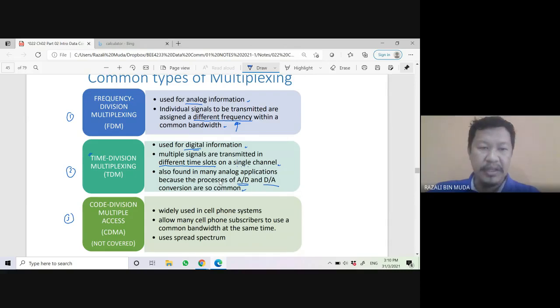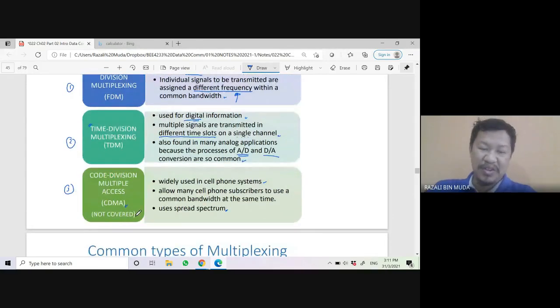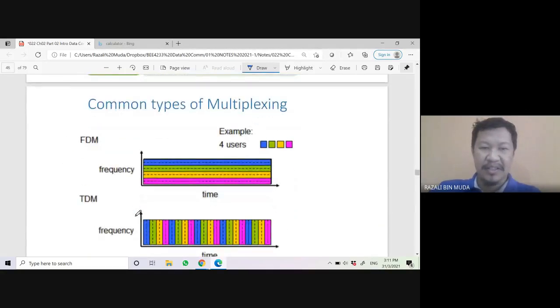Third is CDM, Code Division Multiple Access, CDMA. CDMA is widely used in cell phones, in telephone systems, and allows many cell phone subscribers to use a common bandwidth at the same time. It uses spread spectrum. This is for the telephone system, and it is not covered in this topic, meaning that we will not go into further detail for CDMA. These are common types of multiplexing, FDM and TDM.